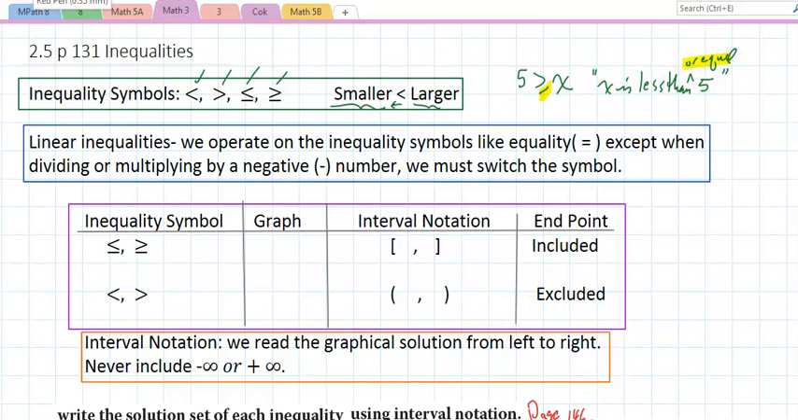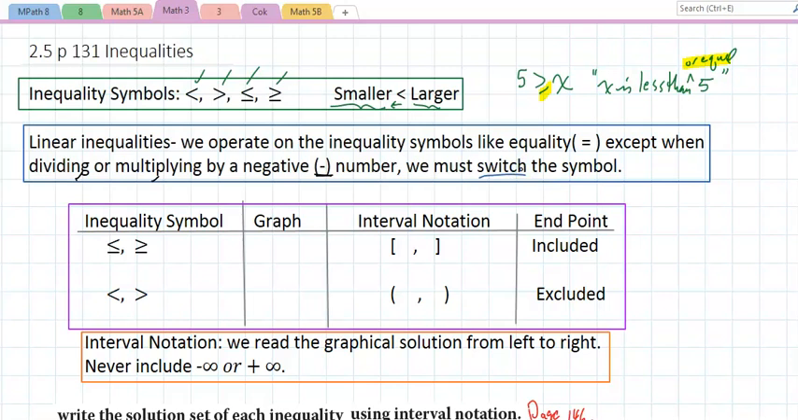Linear inequalities: we have a few types of inequalities. One of them is linear. We operate on the inequality symbols like an equal, identically, except whenever you multiply or divide by a negative number, you need to switch the symbol.